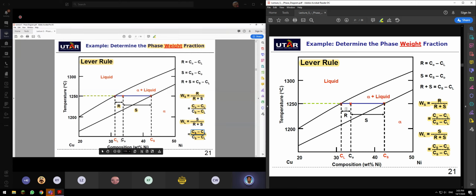Okay, see, they'll give the composition in the question. They'll give it in the system. For example, in your tutorial, I'll tell you, okay, this is the composition, this is the temperature. Find the weight fraction, find the weight percentage, composition, and so on. So you need to draw a lever rule and start calculating.